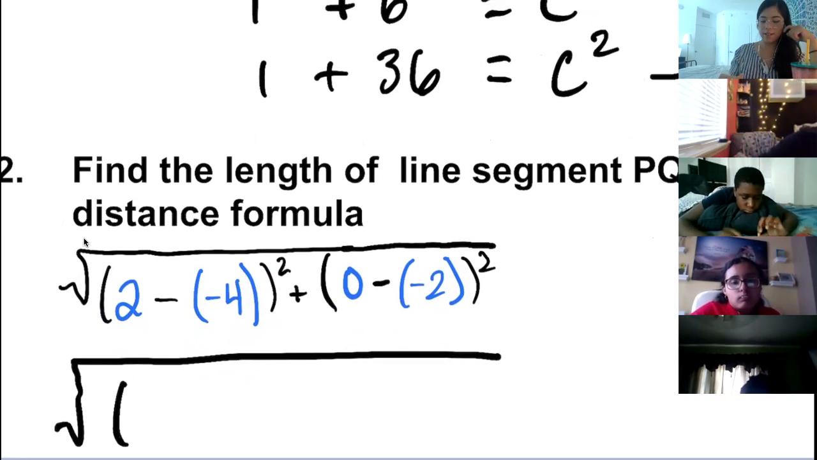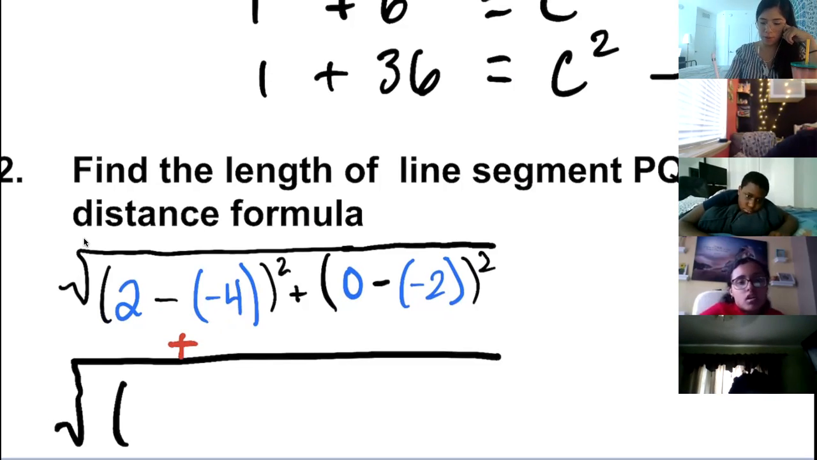Since I have 2 minus negative 4, I have 2 negatives next to each other. That's going to turn into a positive. So really, I'm doing 2 plus 4. 2 plus 4 is positive 6. So that was just the little mistake, make sure that's going to be a positive 6.